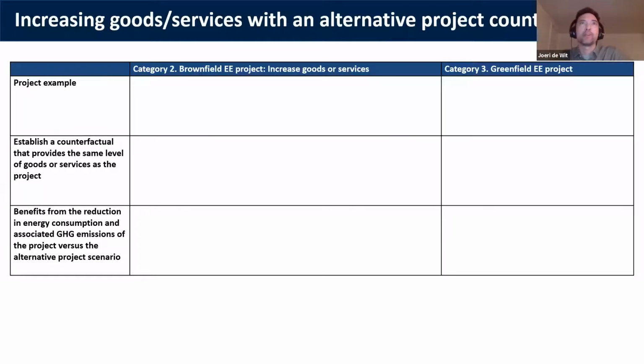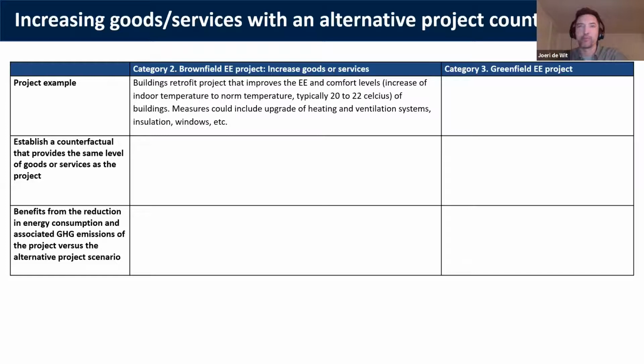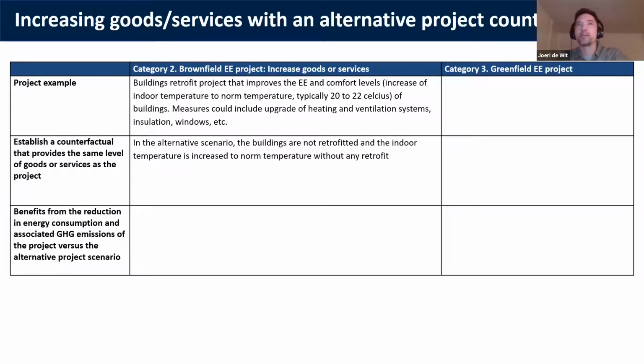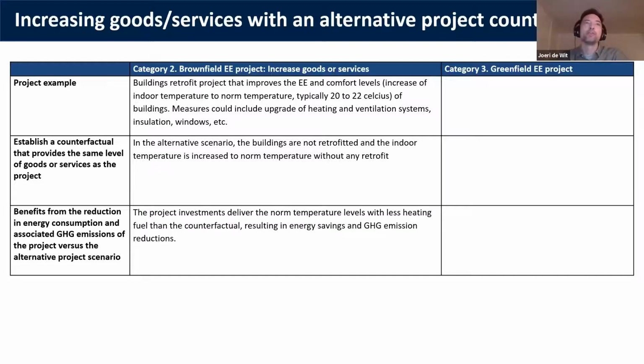So let's take one of these at a time. With an alternative project counterfactual, suppose you have a category 2 type brownfield energy efficiency project, which increases goods or services. The project could, for example, be a buildings retrofit project that increases energy efficiency and comfort levels. So the improvement in comfort levels here is the improvement in services. The counterfactual could be a similar project, but one that uses maybe a conventional heating technology to raise ambient temperature to a similar comfort level. But the benefits that the project delivers are in achieving the norm temperature with less heating fuel than the counterfactual, resulting in energy saving and GHG emissions reductions.